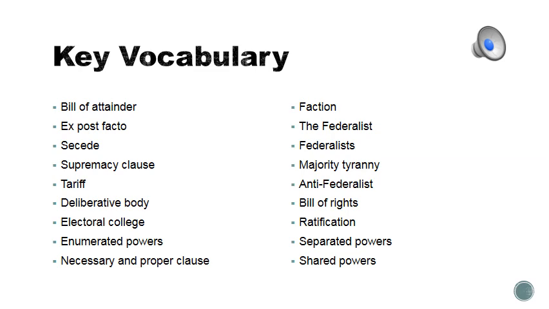Here's our vocabulary: bill of attainder, ex post facto law, secede, supremacy clause, tariff, deliberative body, electoral college, enumerated powers, necessary and proper clause, faction, the Federalists, majority tyranny, Anti-Federalist, Bill of Rights, ratification, separated powers, and shared powers.